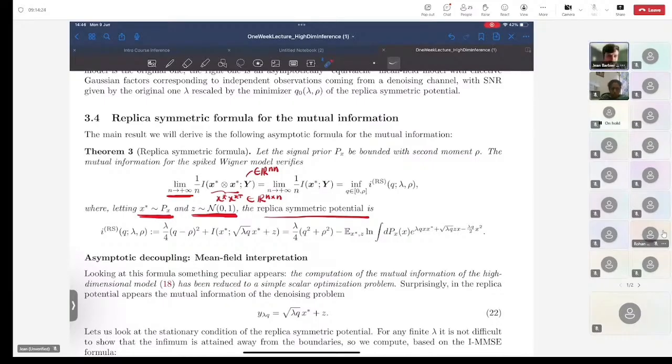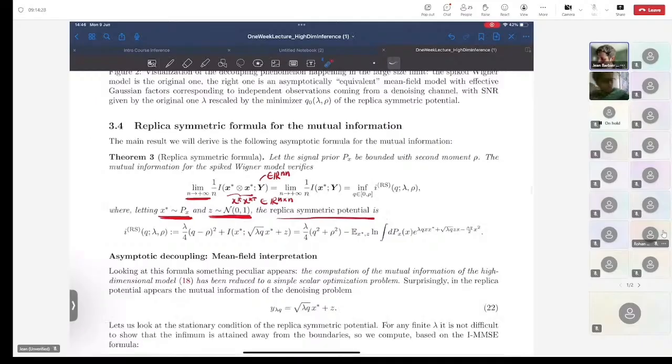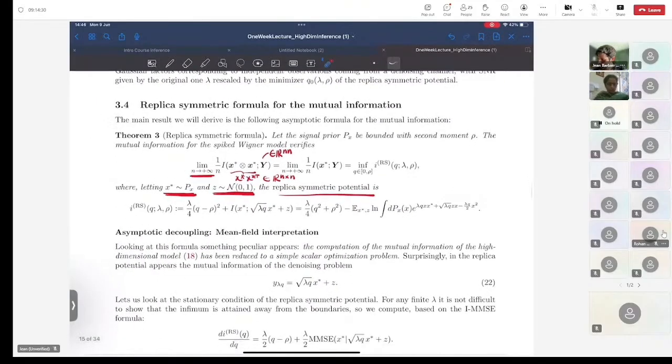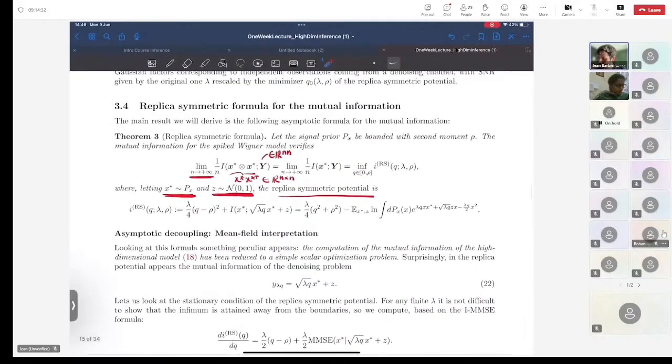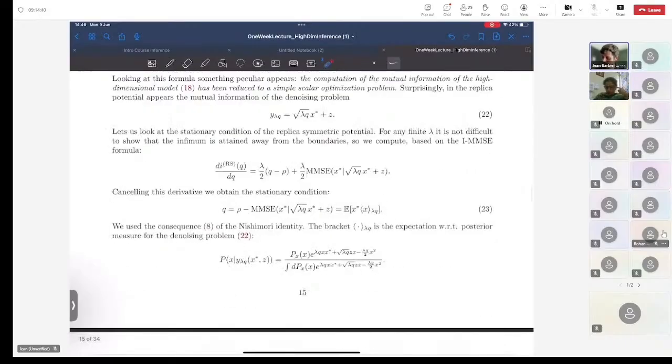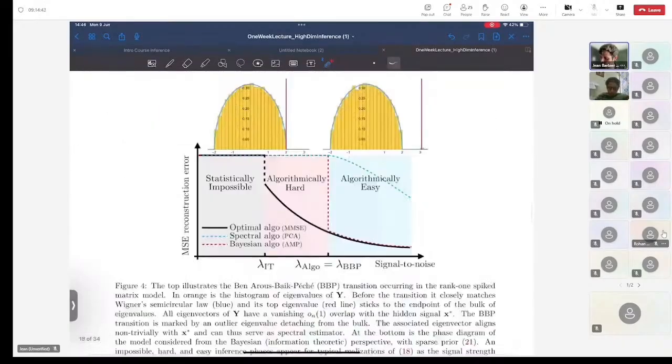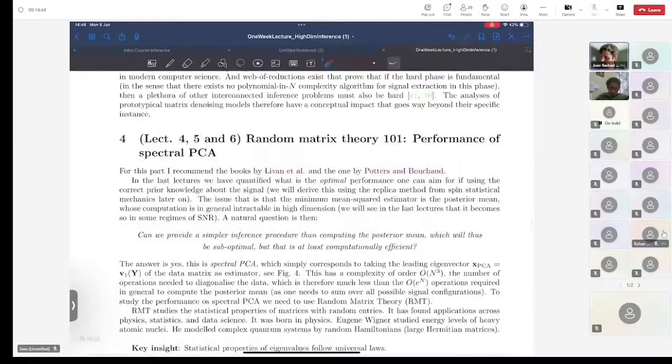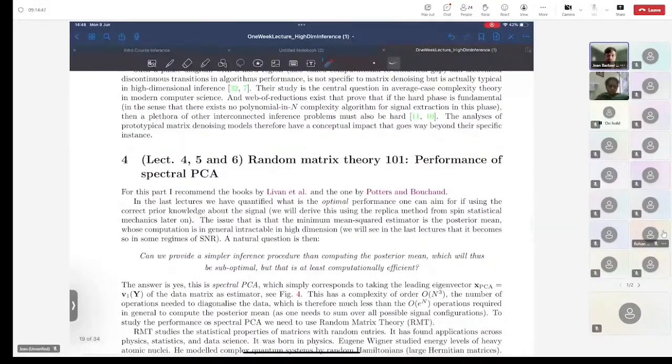Okay, I think that's enough for today. We will resume. I'm already late, so I will have to cut a few things, but tomorrow we'll spend at least 2 lectures on this chapter on random matrix theory. We're going to study the performance on this problem of a very simple algorithm, which is spectral PCA. So you can already take a look if you want.